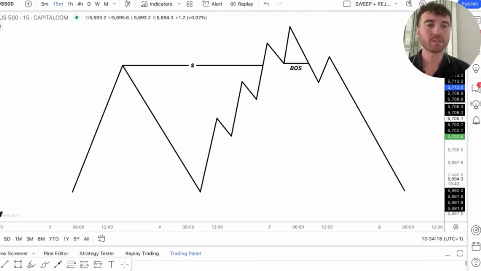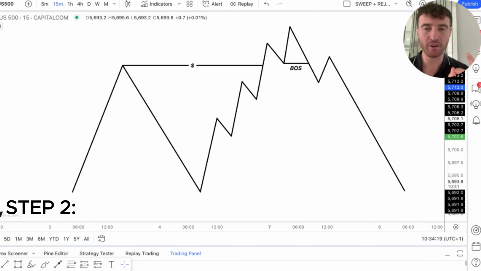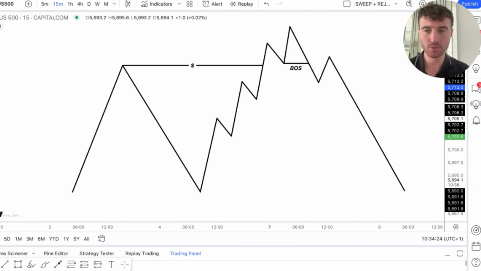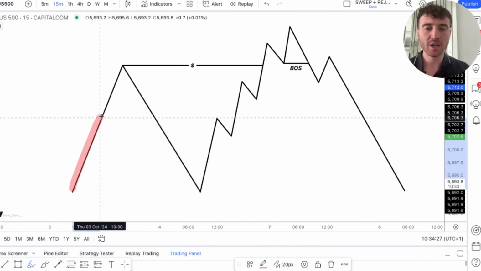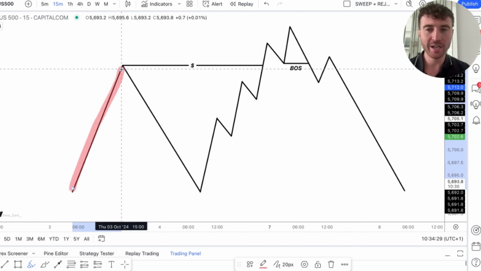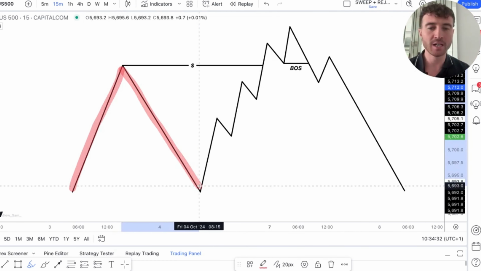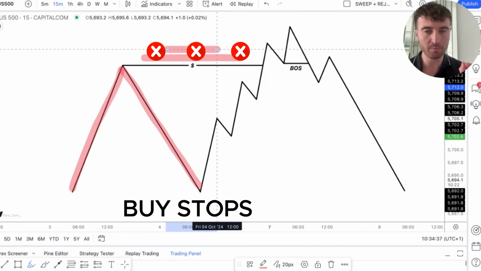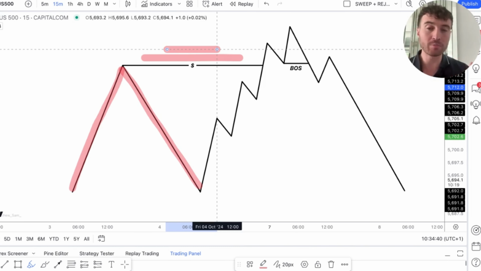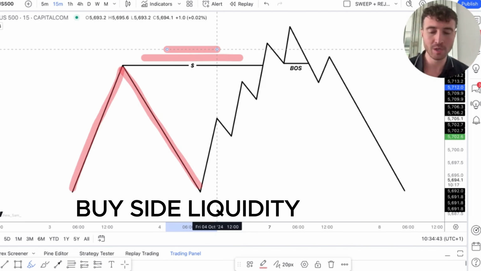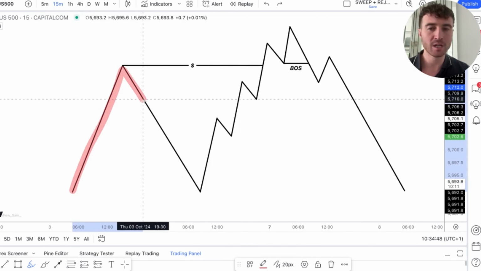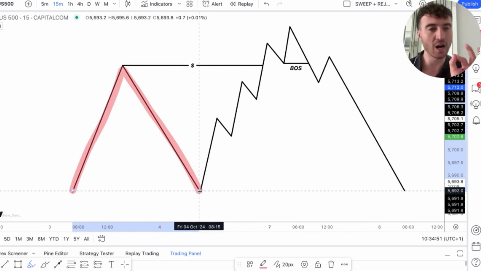Step number 2 is identifying our entry schematic. Let me just break this down. For example, we have this macro high, which has built up liquidity resting directly above in the form of buy stops, in the form of buy side liquidity. So this right here is the higher time frame. This macro high is our higher time frame perspective.